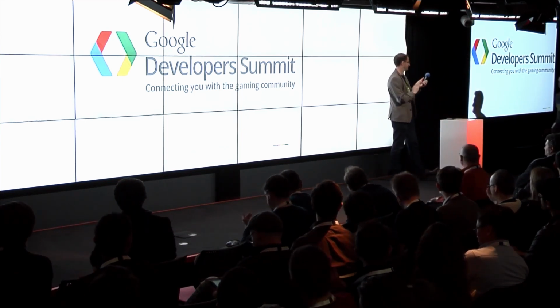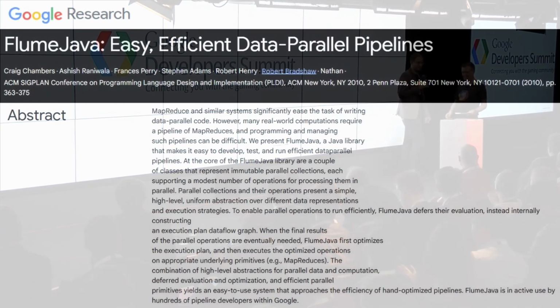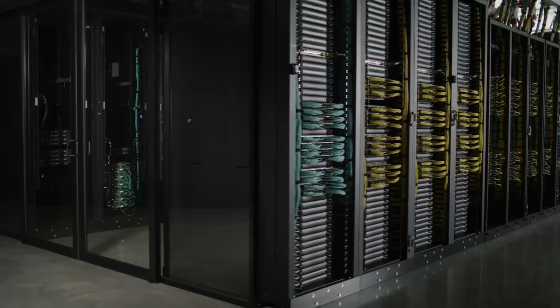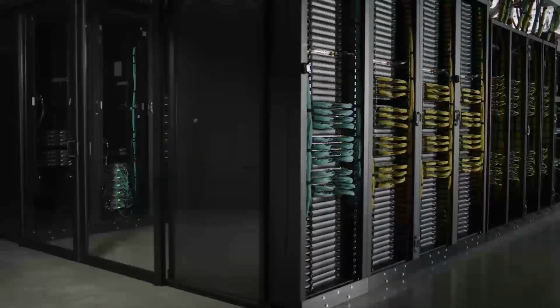They called it FlumeJava. FlumeJava was not a new engine, it was a library, a layer of intelligence that sat above the grinding gears of the machinery. Think of it as a general contractor. You tell the contractor you want a house built. You do not tell the carpenter where to place every individual nail.